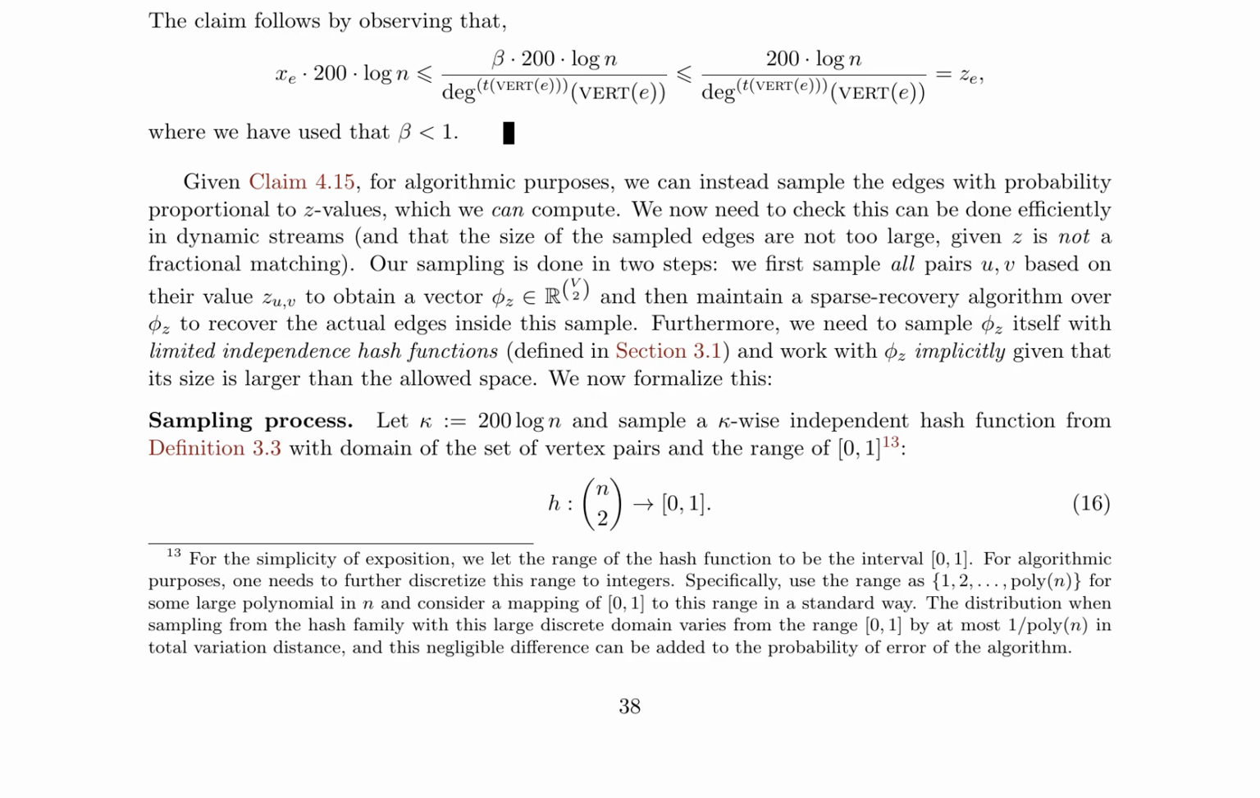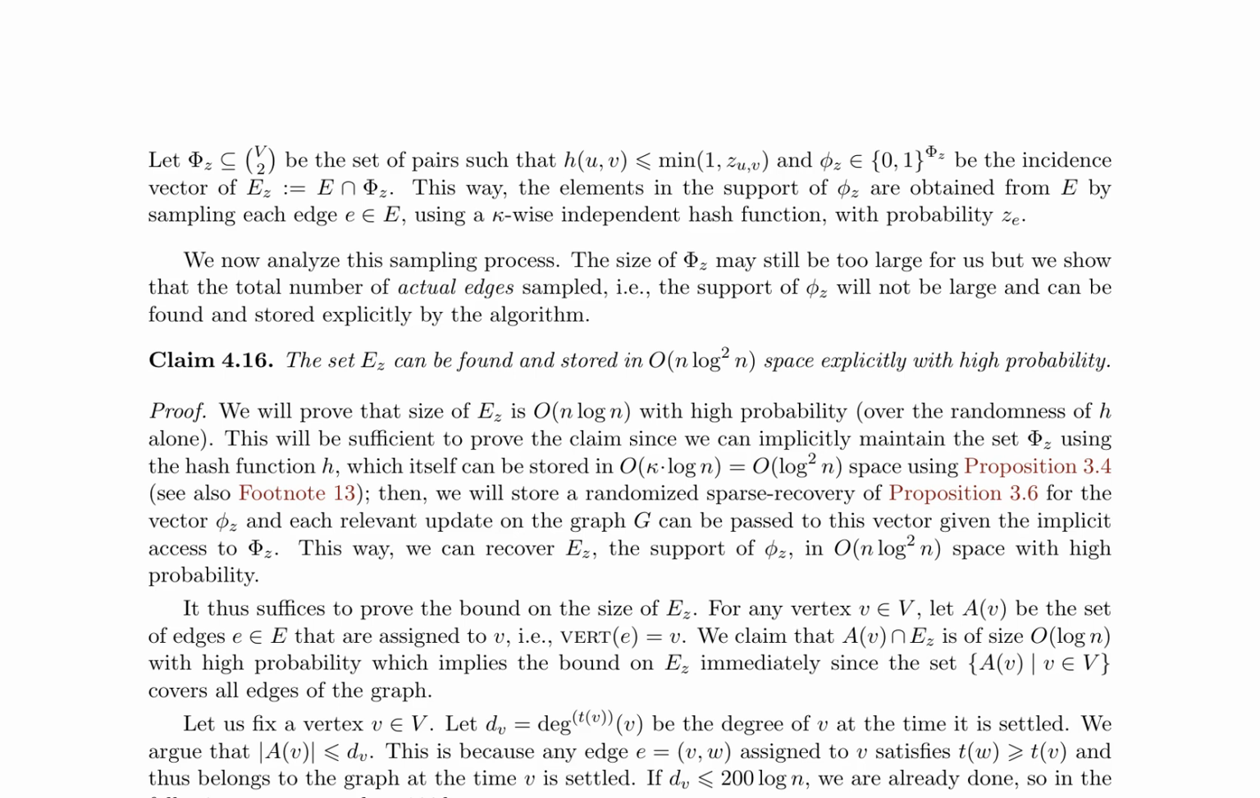The range of the hash function can be further discretized to integers for algorithmic purposes, with negligible differences in the distribution of sampled edges. The authors define the set Φ_z as the set of pairs (u, v) such that h(u, v) is less than or equal to min(1, z_{u,v}), where h is a κ-wise independent hash function and z_{u,v} is a probability value.